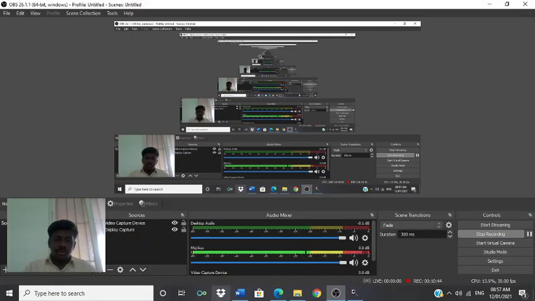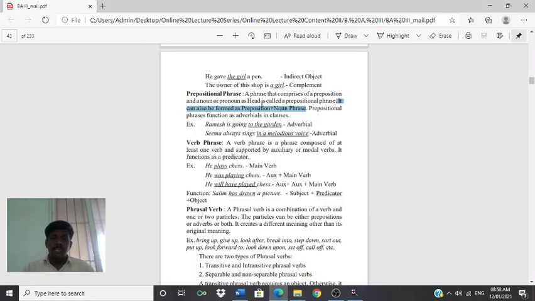So this is what we learn in this particular prepositional phrase. We should understand that a prepositional phrase consists of two parts. One is a preposition and another is a noun or noun phrase. Prepositional phrases always work as adverbials in clauses. In a sentence it always works as an adverbial.